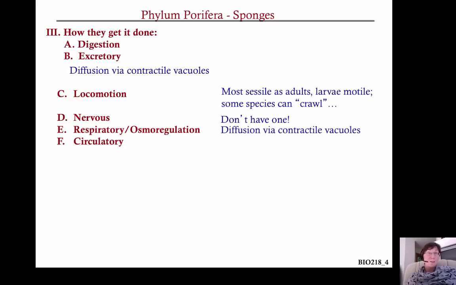Again, in terms of respiration and osmoregulation, so dealing with carrying of oxygen and water, this is again carried about through diffusion via contractile vacuoles. And they don't have a circulatory system. So even though these guys are a bit more advanced than the protozoans, they're still quite simplified organisms. It's almost hard to believe that they're animals.